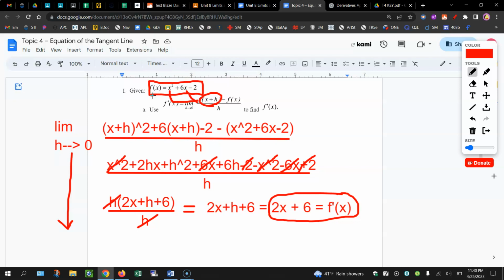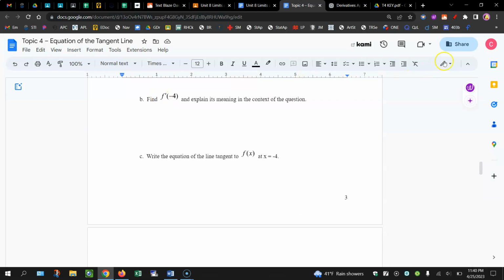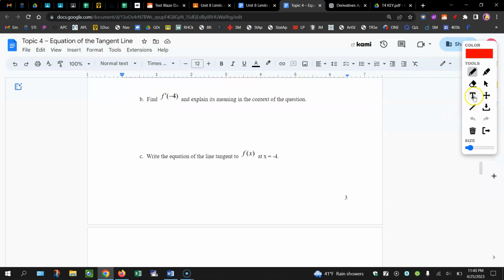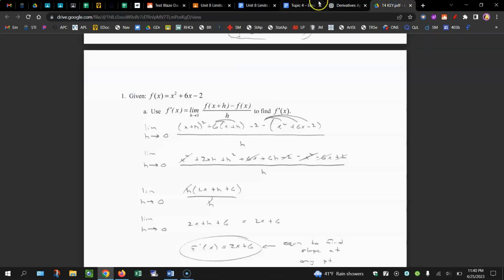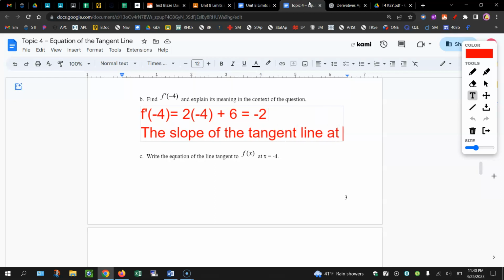All right, let's move on to the next couple of parts here. Part B, find f prime of negative 4. So f prime of negative 4, you're just going to substitute negative 4 in for the derivative you just found, which is 2x plus 6. So 2 times negative 4 plus 6 is negative 2. So the slope of the tangent line at x equals negative 2 is, or I'm sorry, x equals negative 4 is negative 2.